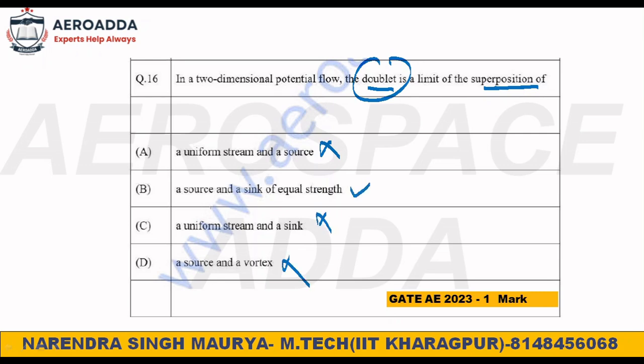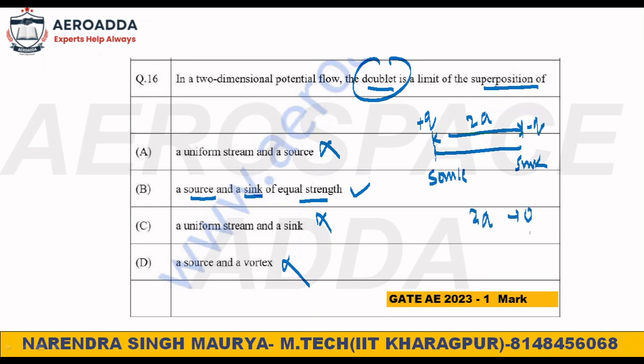This is your answer, and that also I have told you: source and sink combination with equal strength, but the distance between the source and sink approaches 0. The length will approach 0 and the strength will be the same. Yes, very good, the strength must be the same. Source plus and sink minus, strength the same but minus, plus minus, but 2h approaches 0. So this is your answer option.